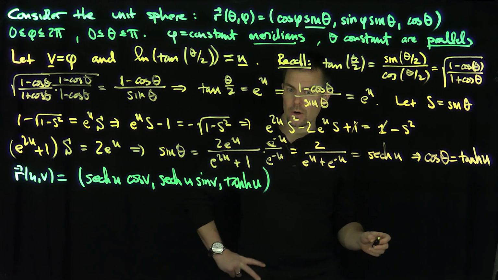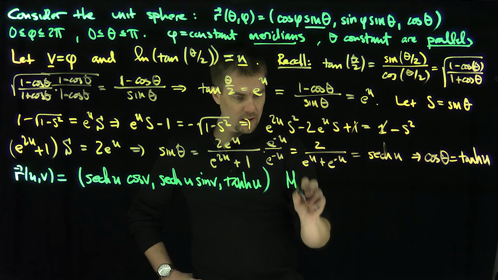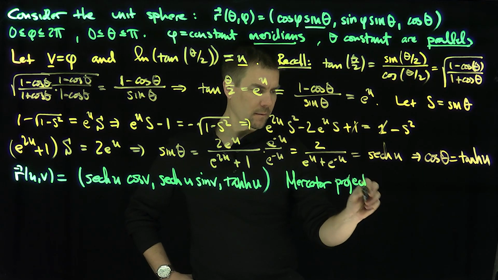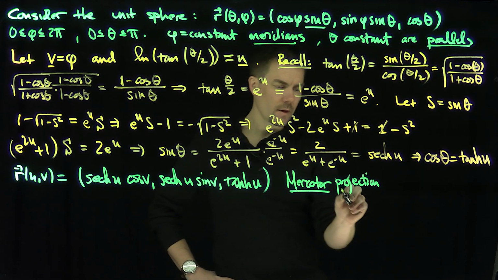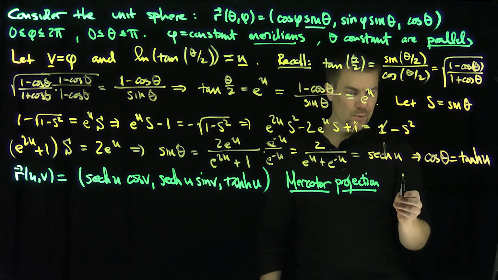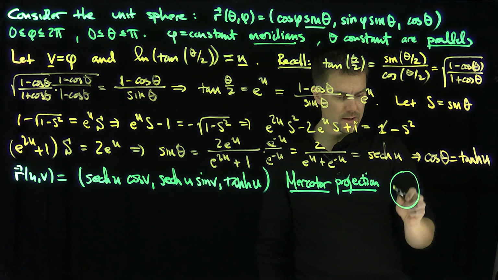And this mapping is called the Mercator projection. Okay. And what's the key? There are two key features of this Mercator projection. What's happening over here is really taking the sphere like this. There's the unit sphere.